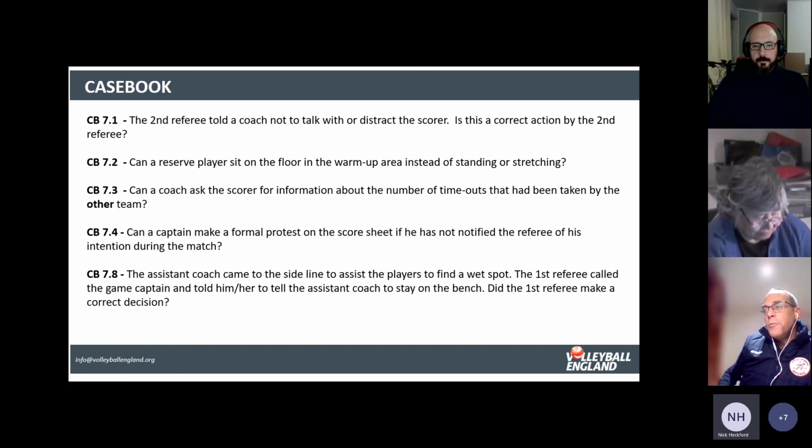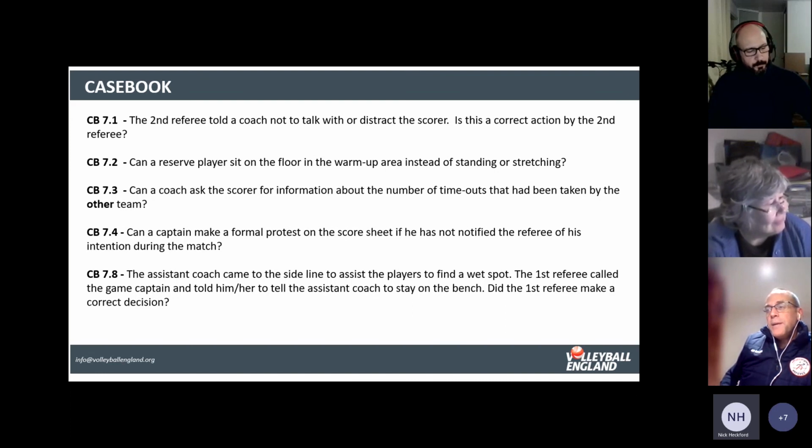Can a captain make a formal protest on the score sheet if he has not notified the referee of his intention during the match? This is a simple yes or no, and the answer is no, absolutely. If the protest is not made at the time, then it cannot be marked on the score sheet.